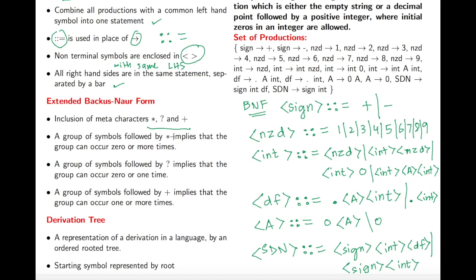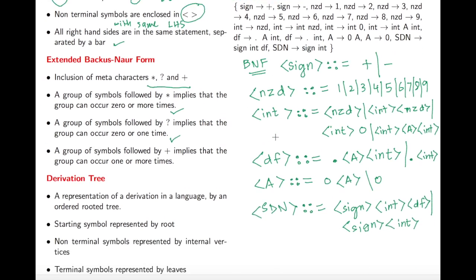For extended Backus-Naur form, we have inclusion of meta characters, and the meta characters are star, question mark, and plus. A group of symbols followed by a star implies that the group can occur 0 or more times. A group of symbols followed by a question mark implies that the group can occur 0 or 1 time. And a group of symbols followed by a plus implies that the group can occur 1 or more times.